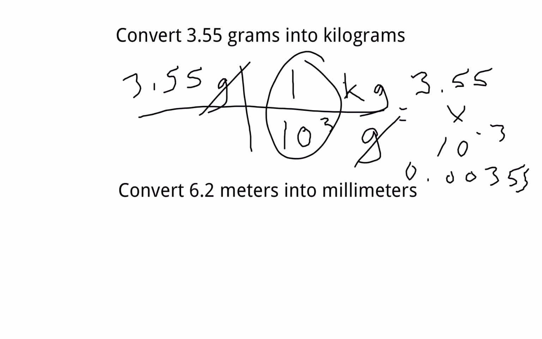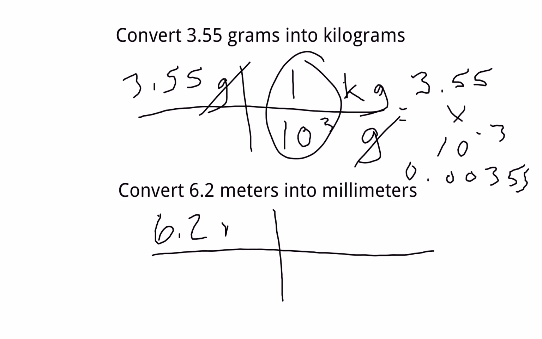So the next one, let's try this one. We're going to convert 6.2 meters into millimeters. So what I need to do first is set up my canceling table. I'm going to take 6.2 meters, and which goes where? Hopefully you know I want millimeters, so that's going to go on top. I want to cancel meters, so my meters will go on the bottom.